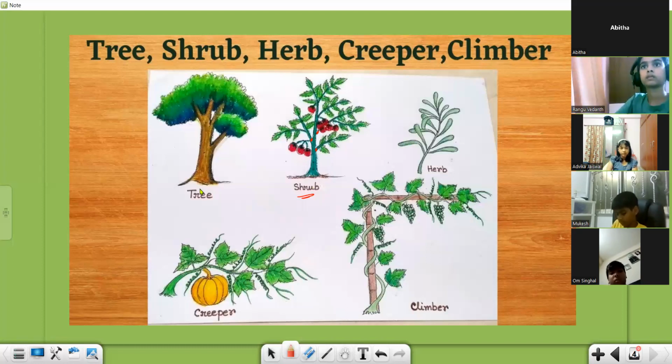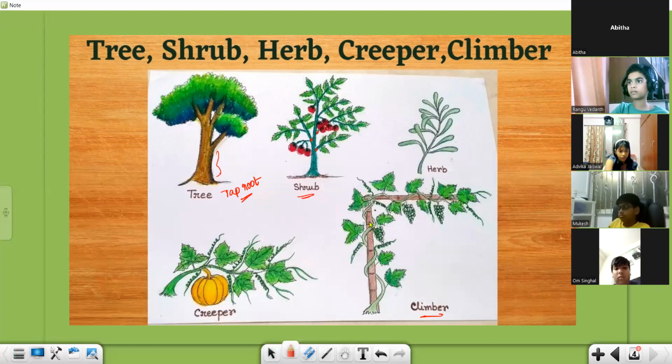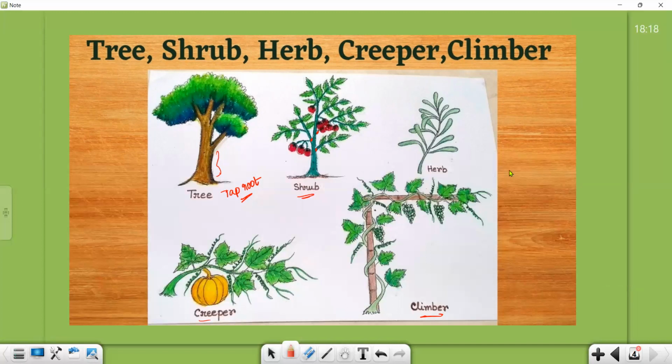Then coming to the tree, the root system is very well developed. That is called which root system, students? Taproot system. We have discussed in a tree. Okay, so there is a hard wooded trunk here, above which the branches are arranged. Next coming is climber. You can see how it is growing vertically by taking the support of the sticks, and in case of creeper it is growing horizontally.